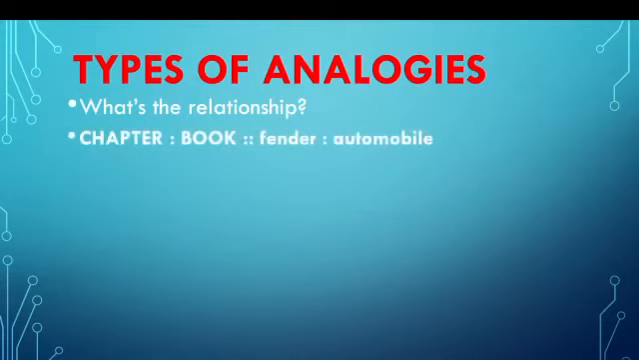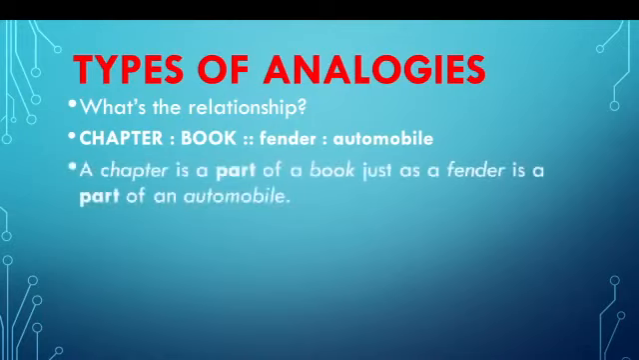Next, what's the relationship? Chapter is to book, as fender is to automobile. Well, a chapter is a part of a book, just as a fender is a part of an automobile. So this type of analogy is known as part and whole. You have a part, a chapter, of the whole, a book. You have a part, a fender, of the whole automobile.